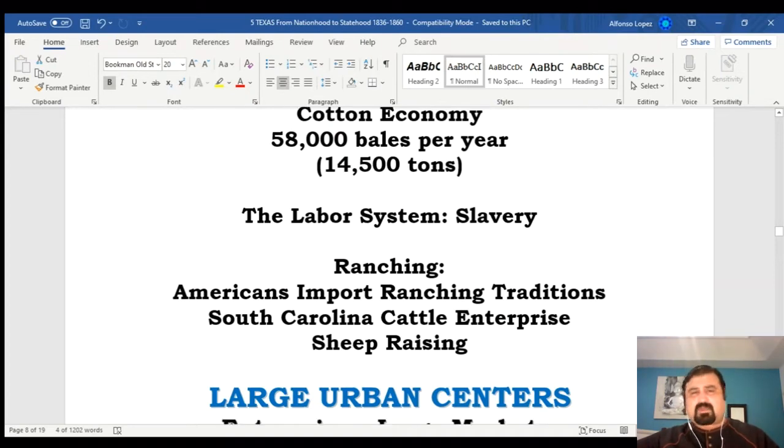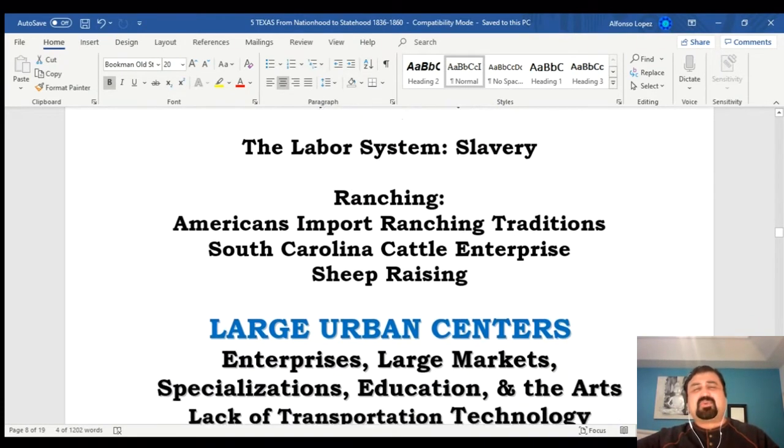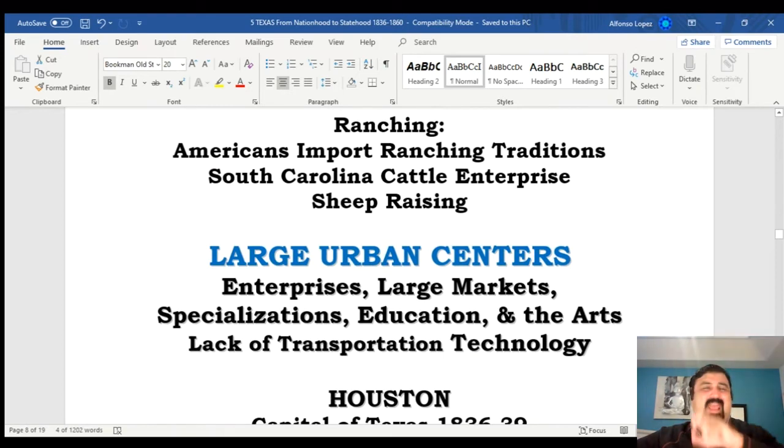Okay. So again, the third enterprise that will become so integral to the Texas economy is, of course, ranching. Ranching is quite ancient, when we talk about Texas history, going back to the Spaniards. So we cover that. Okay. So the Spaniards were the ones that introduced cattle in Texas in the late 1600s.